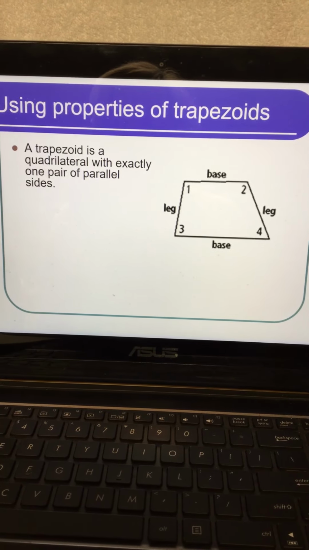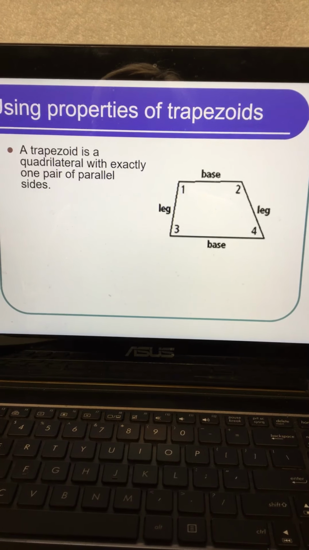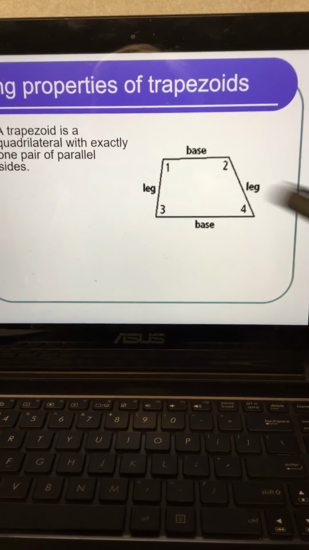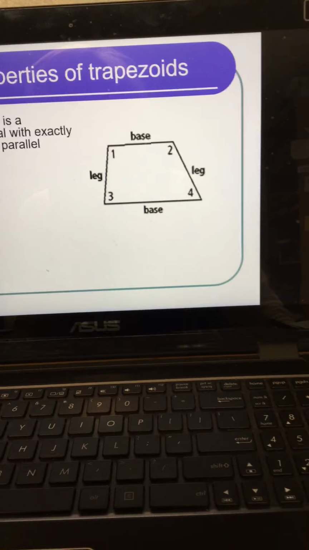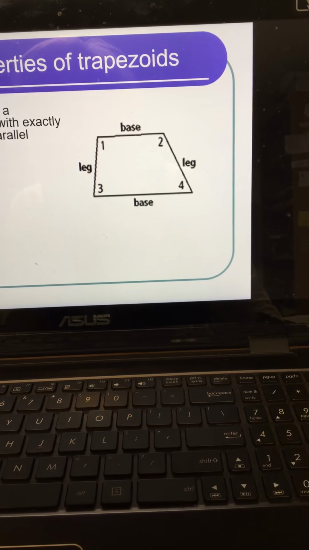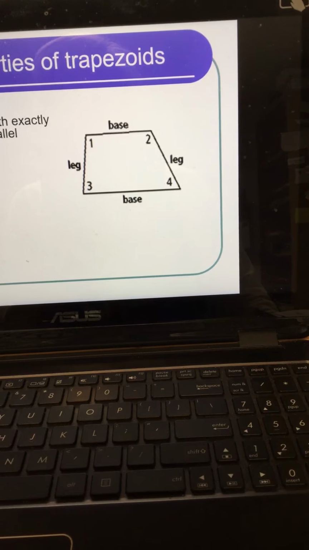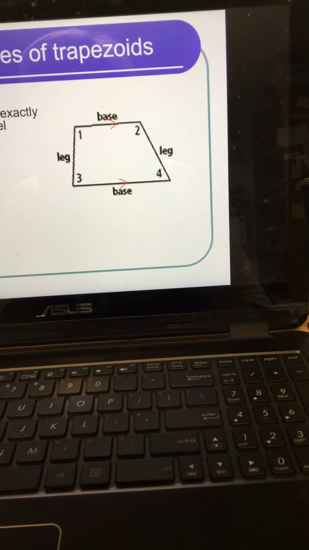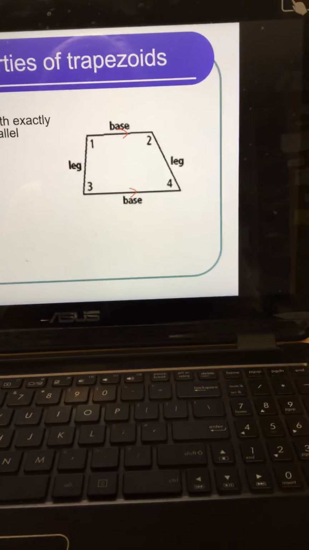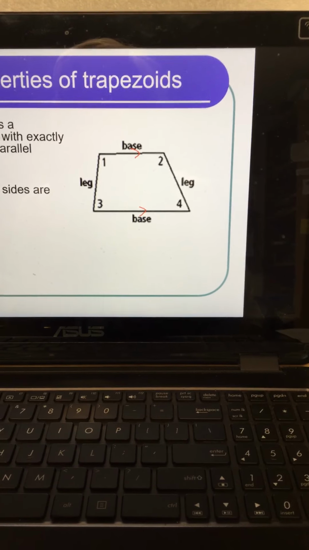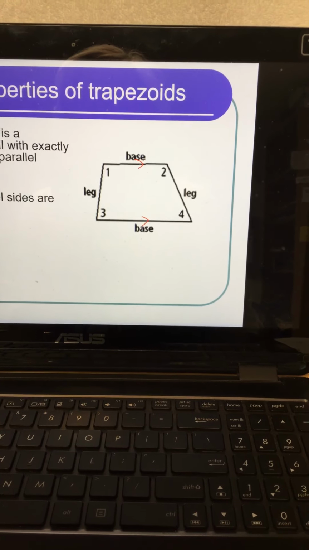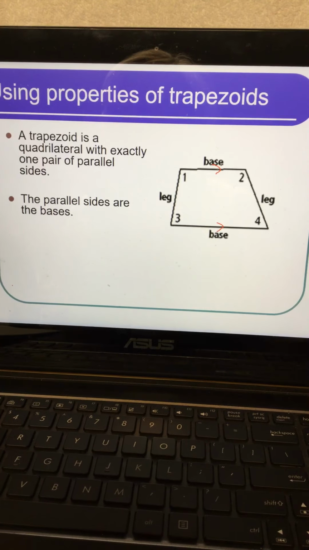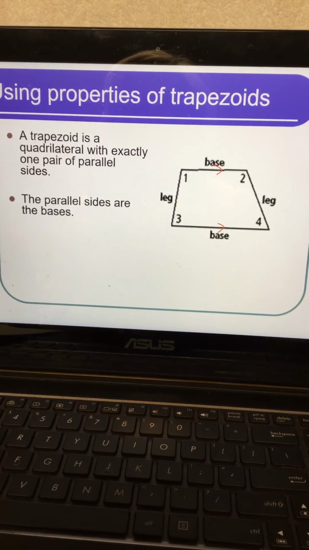It says that a trapezoid is a quadrilateral with exactly one pair of parallel sides. Now those are not marked in this picture, but you need to mark the bases as the parallel sides. These are the parallel sides, so make sure you mark yours. If you continue, you'll see the definition for the parallel sides are called the bases. So if I look at the ones that are parallel, the top and the bottom in this case, those are going to be called the bases.